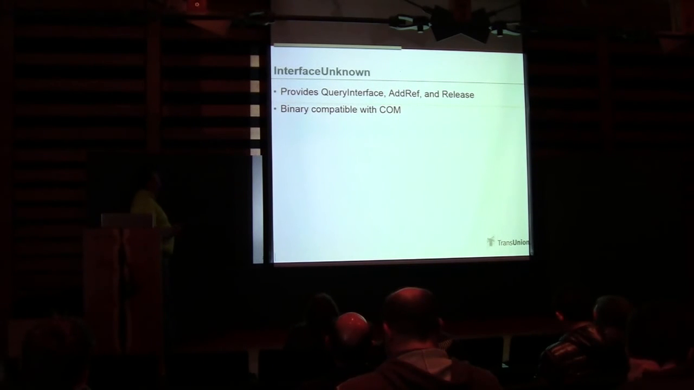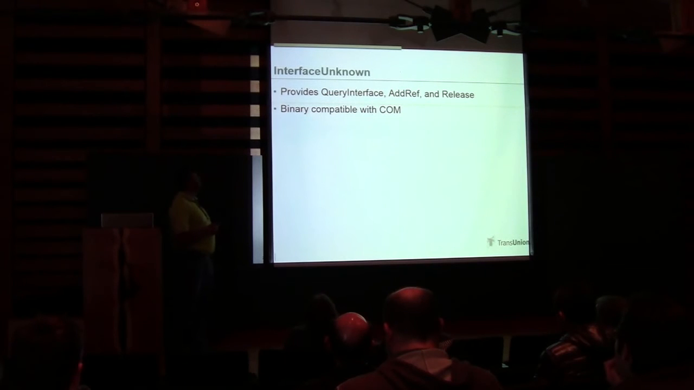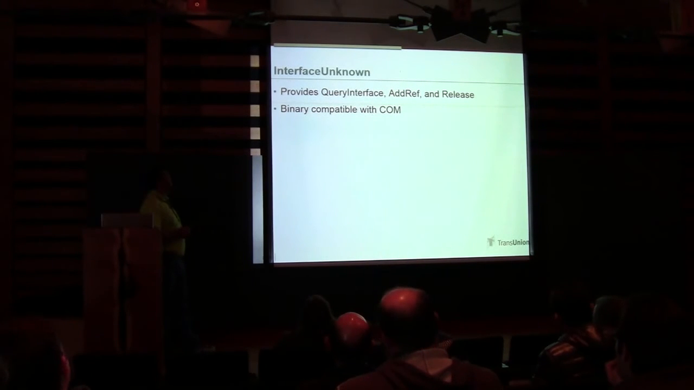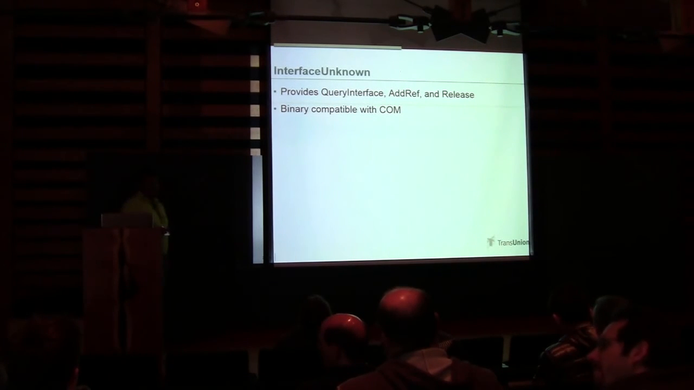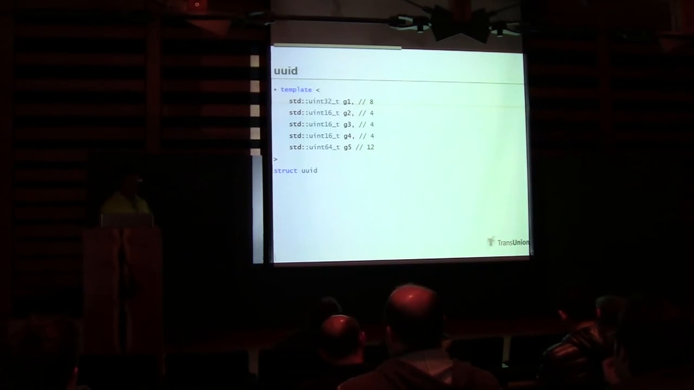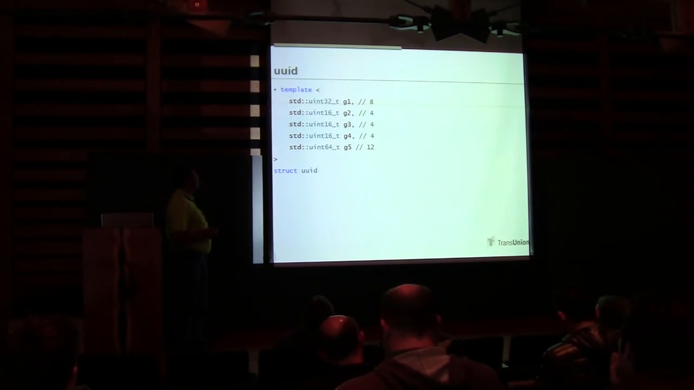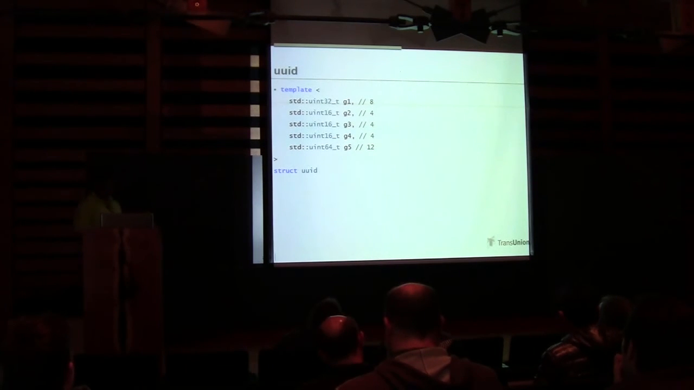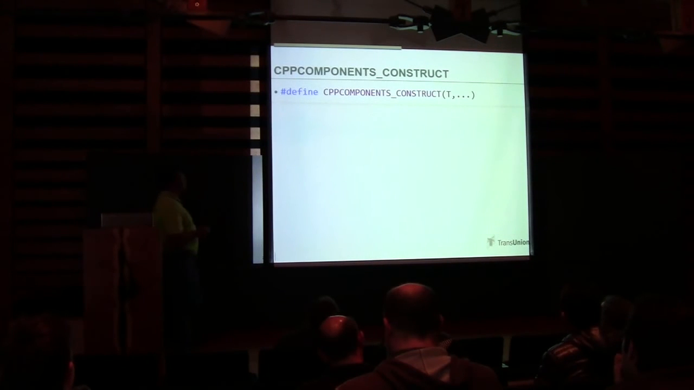Interface unknown, I call it interface unknown because IUnknown will probably clash with a bunch of other stuff, but it basically provides query interface, add ref, and release. And the implementation is actually binary compatible with COM. So all of the stuff that you're creating are basically COM interfaces at an ABI level, except for the types. The UUID takes, basically we take 8 bits, then 4, and then we use uint64_t for the number of bytes, and it allows you to pass it in canonical format.